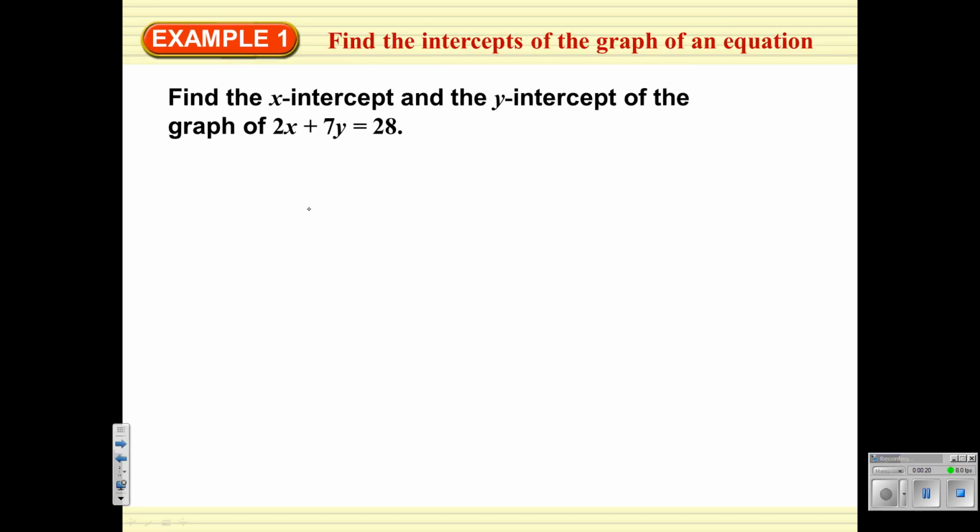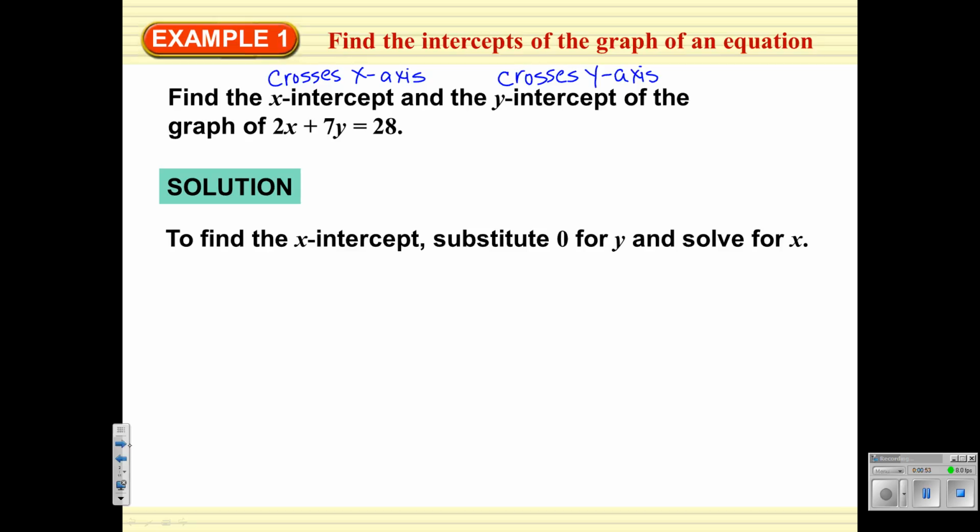So we're going to find the x-intercept, and this is where the line crosses the x-axis, and the y-intercept is where it crosses the y-axis. Just want that to be clear, okay? And here's our equation, our linear equation, 2x plus 7y equals 28. So instead of solving for y, we're going to graph by finding the x and y intercept.